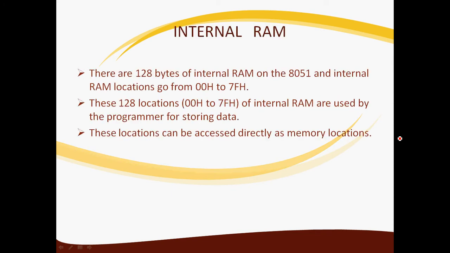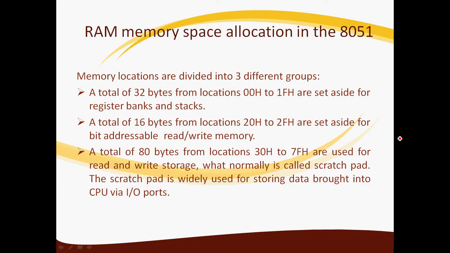So about the internal RAM, there are 128 bytes of internal RAM on 8051, and the locations go from 00H to 7FH. 7FH in decimal is 127. So from 0 to 127, a total of 128 locations are there, and these locations can be accessed directly as memory locations. The memory locations are now divided into three groups.